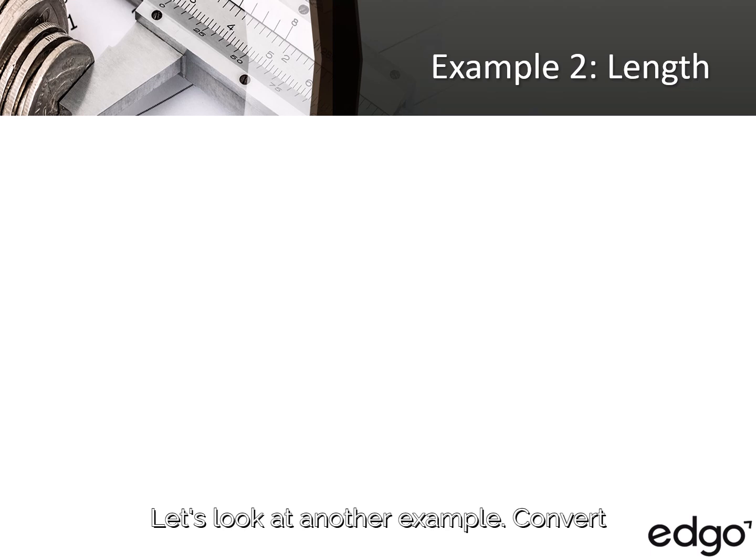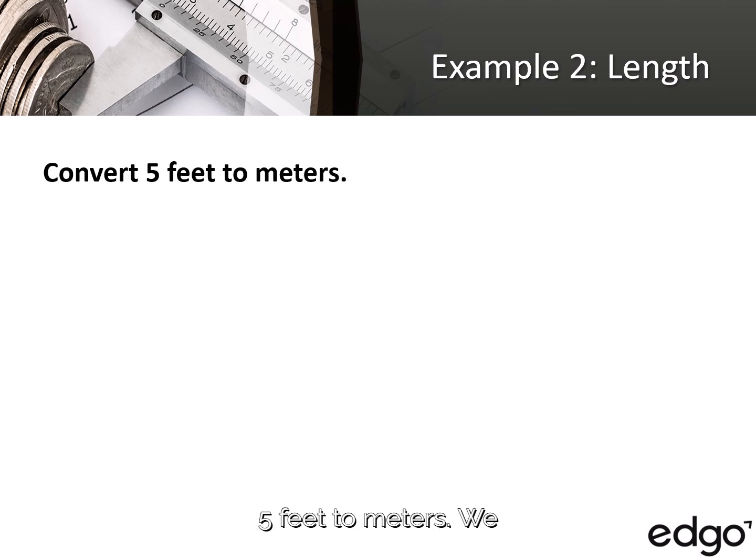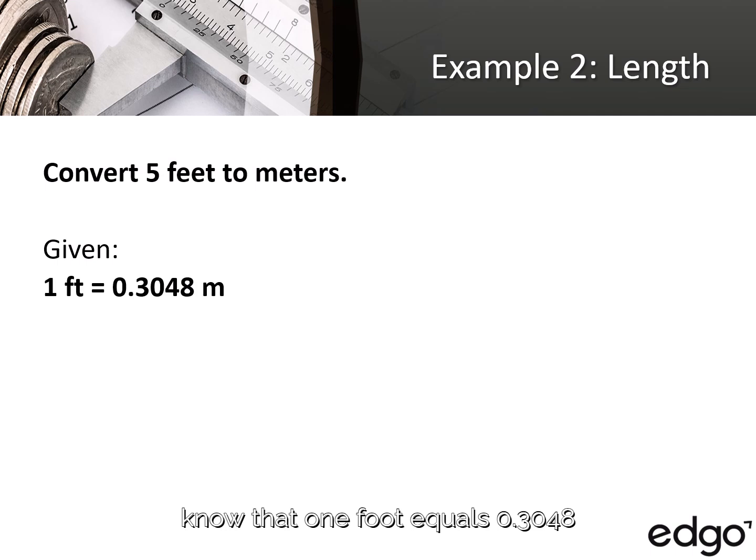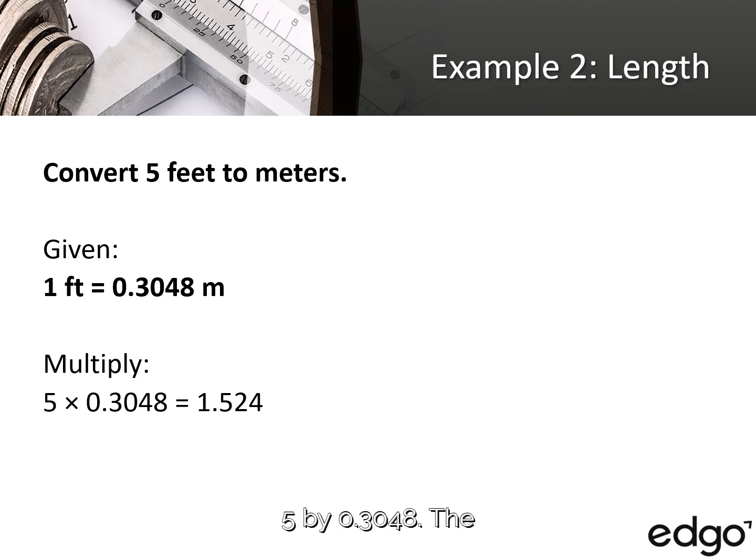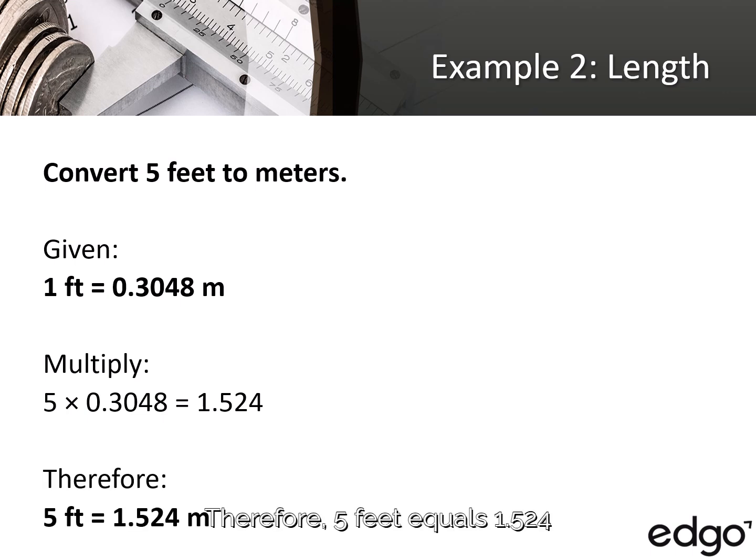Let's look at another example. Convert 5 feet to meters. We know that 1 foot equals 0.3048 meter. So we multiply 5 by 0.3048. The result is 1.524. Therefore, 5 feet equals 1.524 meters.